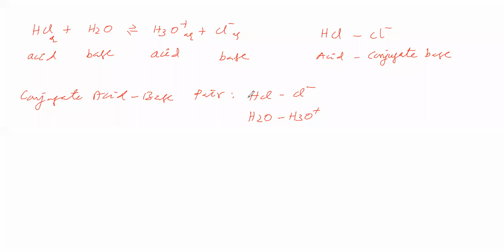Now see, HCl and Cl minus is a conjugate acid base pair. Between them, the difference is 1 H plus. H2O and H3O plus is also an example of a conjugate acid base pair. The difference is 1 H plus. So a conjugate acid base pair means they differ by 1 H plus, like that we can say.